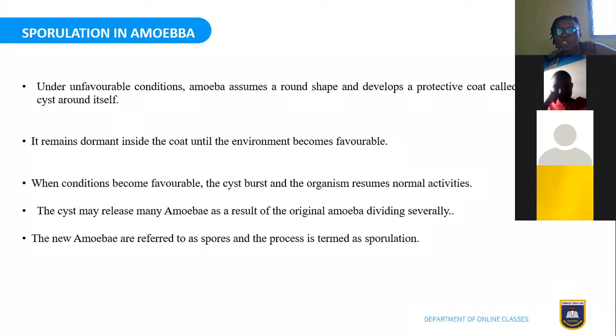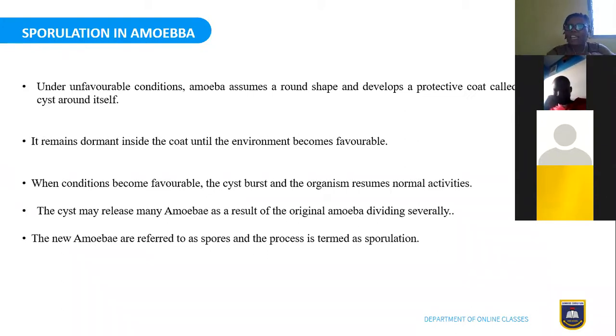Now, when the conditions become favorable, after the rain has stopped and the environment has become a bit humid, the cyst that the amoeba created around itself breaks apart, because conditions have become favorable. So the cyst bursts, and the organism comes back to its normal life. It becomes active again. But remember, when the organism was in the cyst, cell division was still happening. Cells were breaking. Spores were being formed in the cyst, just that they were not coming out.